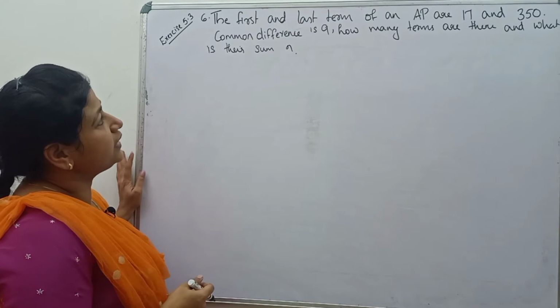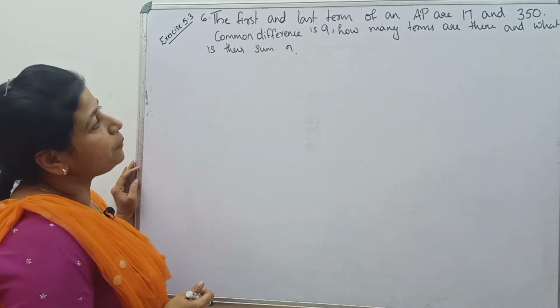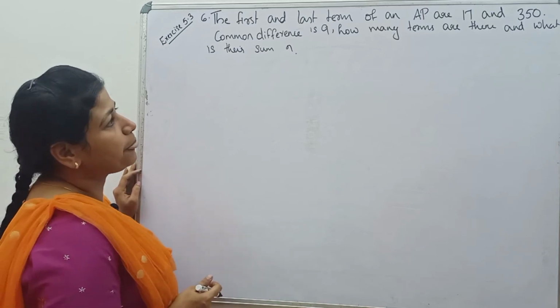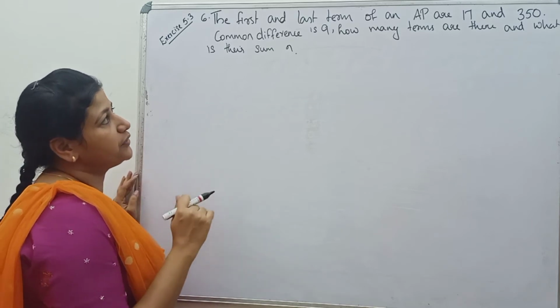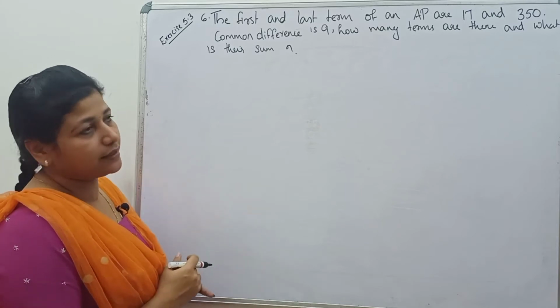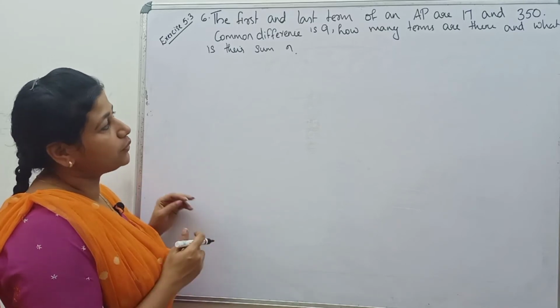Okay. Sixth question. The first and last term of an AP are 17 and 350. Common difference is 9. How many terms are there and what is their sum? So first term of an AP and last term of an AP is given. Also the common difference is known as 9. So how many terms are there? That means n we have to find out. And what is their sum? Sum to n terms. Okay.